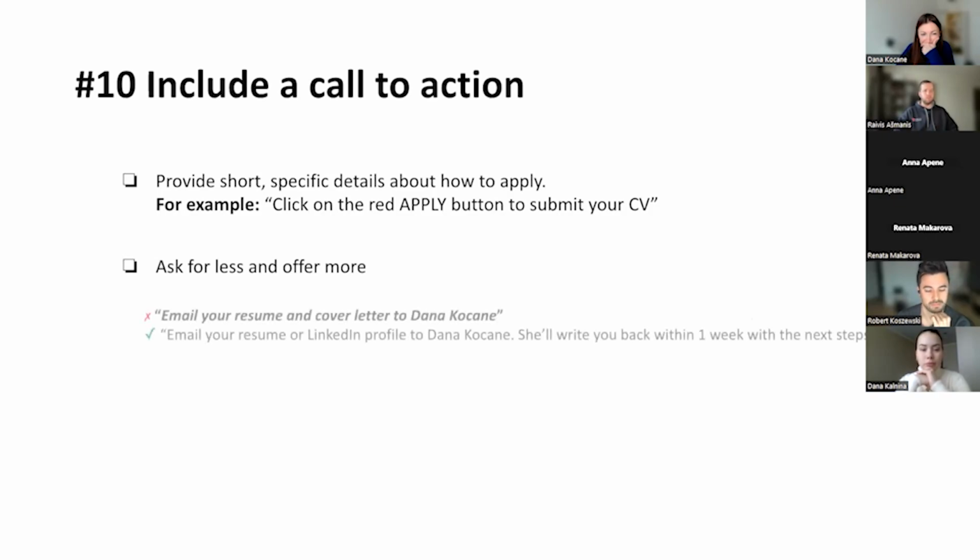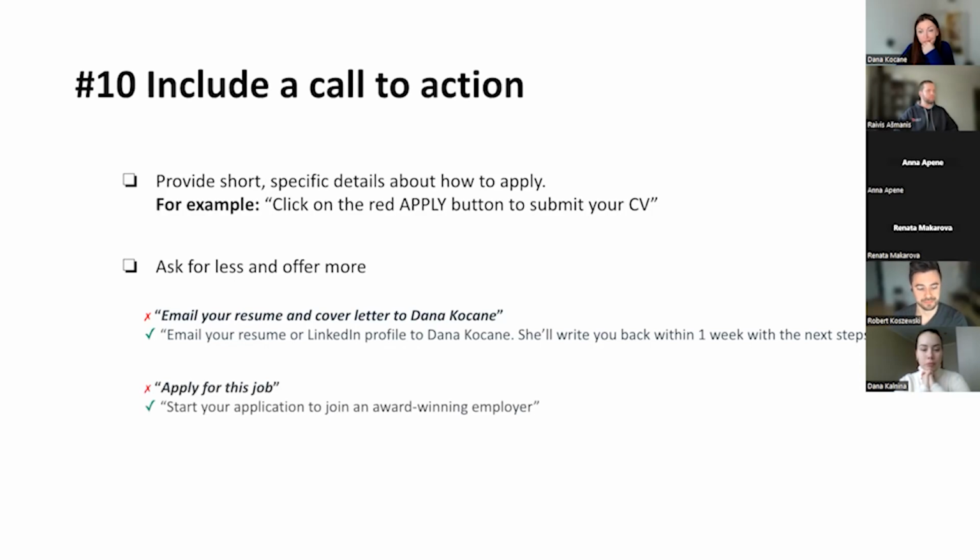Ask for less and offer more. For example, email your resume and cover letter to Dana Koszewski. But you could instead write, email your resume or LinkedIn profile to Dana Koszewski. That already will be better, but you can go even further by adding another sentence. For example, she will write you back within 1 week with the next steps. That will encourage the applicant to actually apply for this job opening.